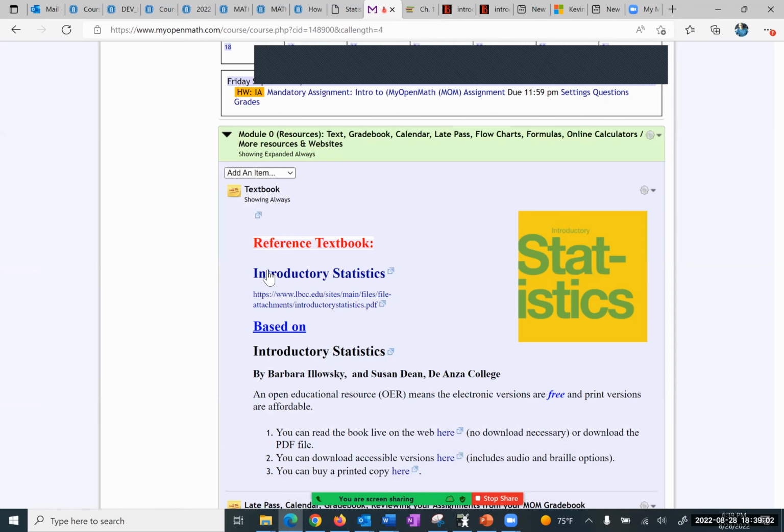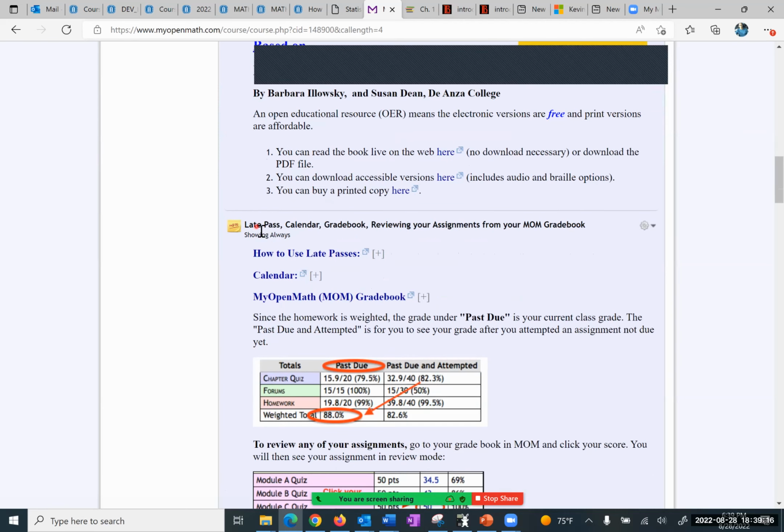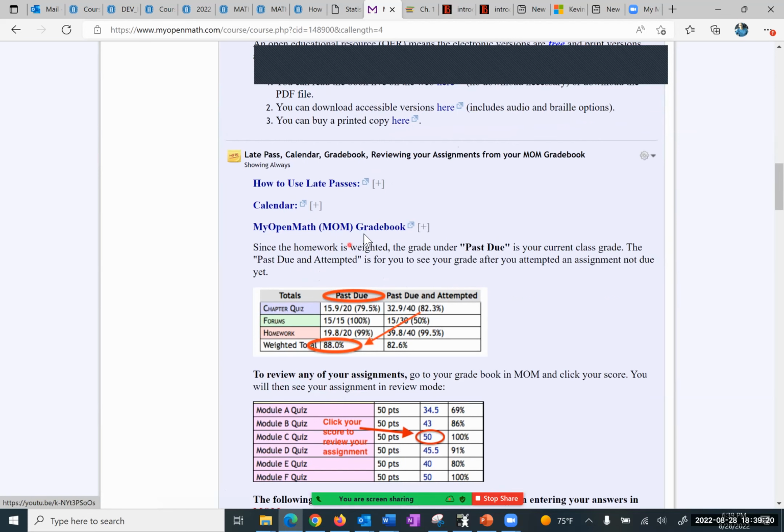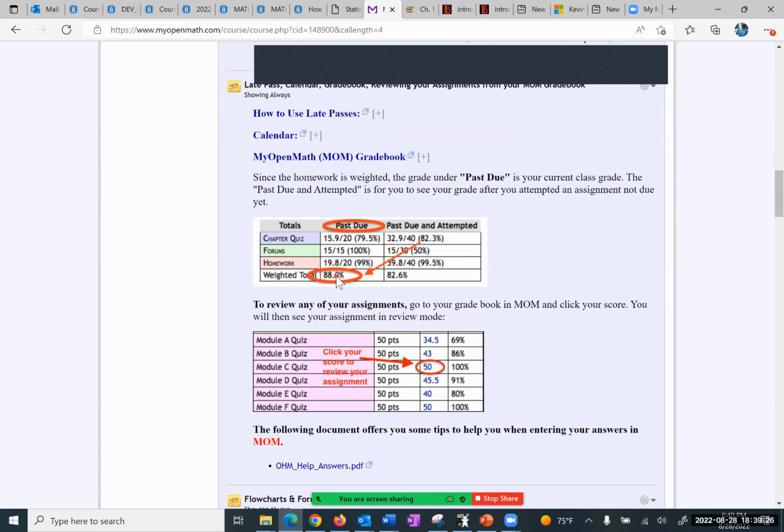And I can't emphasize this enough. This is a reference text. If you follow my notes, my PowerPoints, my recordings, you may not even need to open the text. All right, so we have the text. Then it explains about late pass, how to use a late pass, calendar, my open math, gradebook. When something expires, if you click on the grade, you can put them in a review mode and watch the homework, watch the exam, you name it.